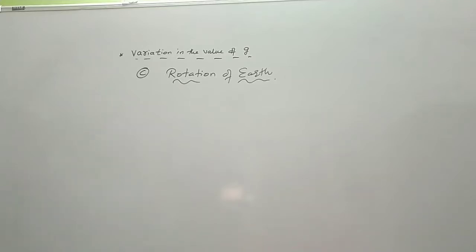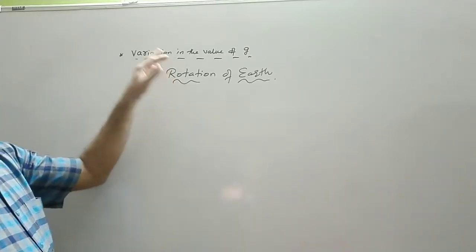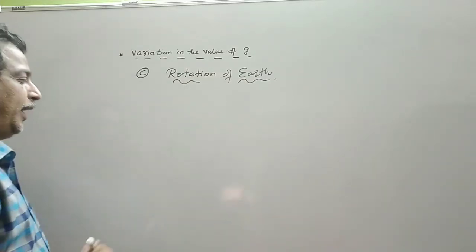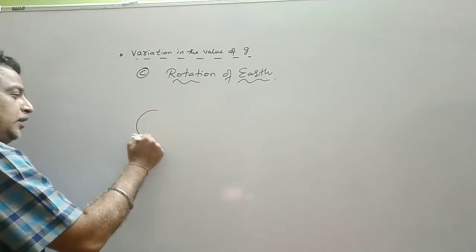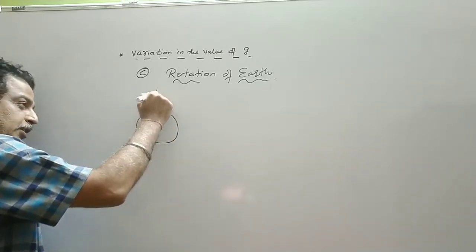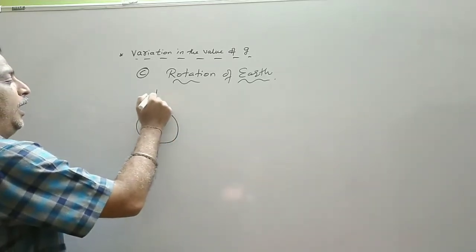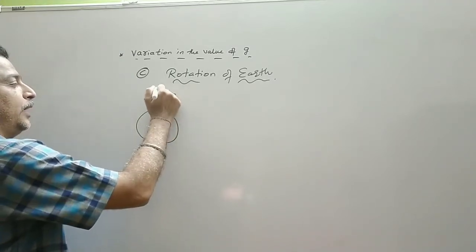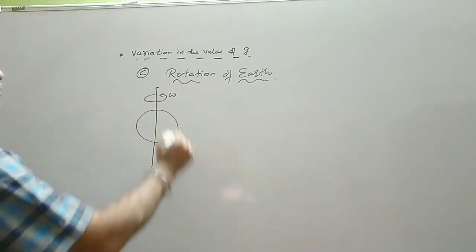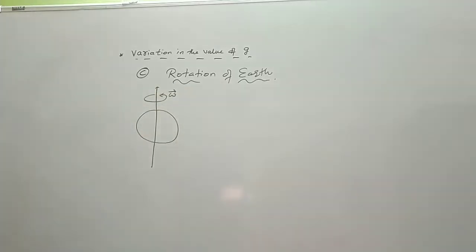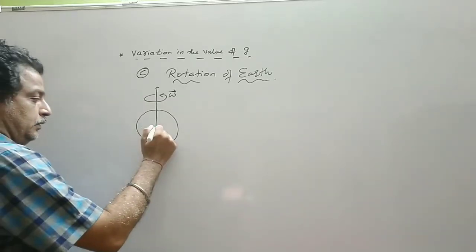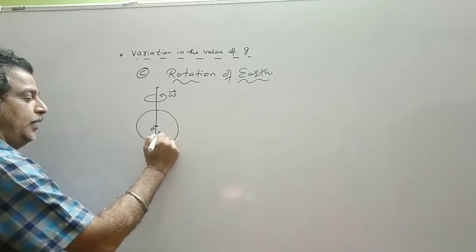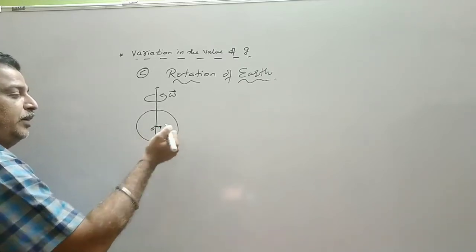Now let us consider the third situation where the value of g varies due to the rotation of Earth about its polar axis. So let us consider Earth. This is its polar radius and the Earth is rotating with an angular velocity omega. This is the center of the Earth. RE is the radius of the Earth and ME is the mass of the Earth.